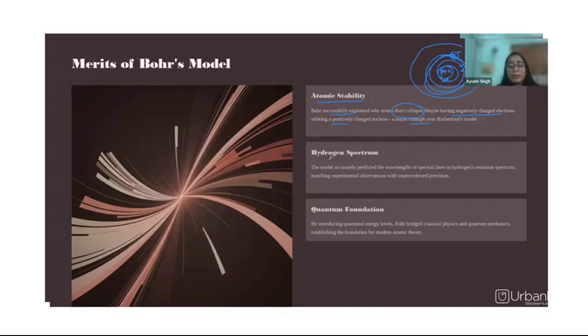And he was able to explain the hydrogen spectrum. The model accurately predicted the wavelengths of spectral lines in hydrogen's emission spectrum. You don't have to go into the depths of that because it might be a little more tricky for you, so I'm not explaining that here. We'll deal with that later. Next, a quantum foundation: he talked about quantization of energy and connected classical physics to quantum mechanics and also to chemistry.